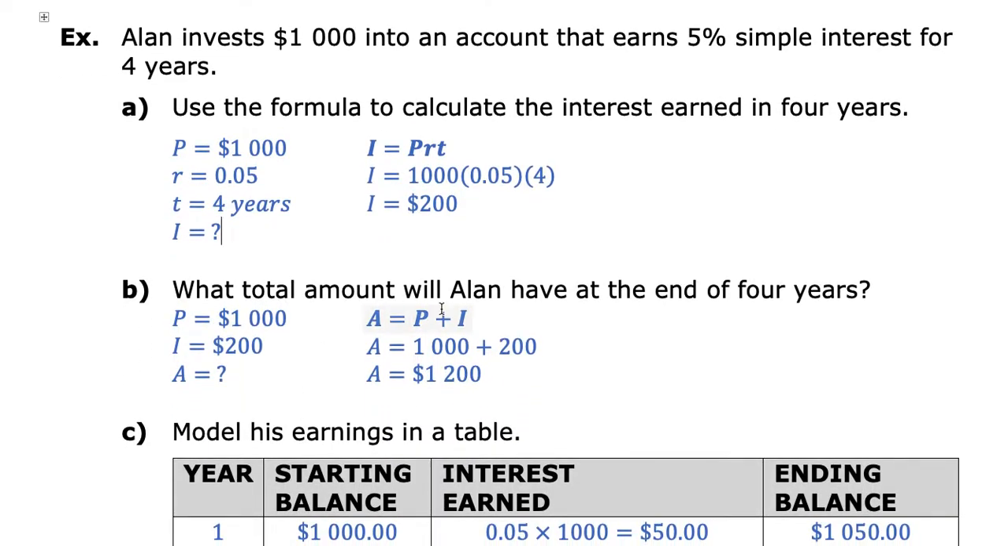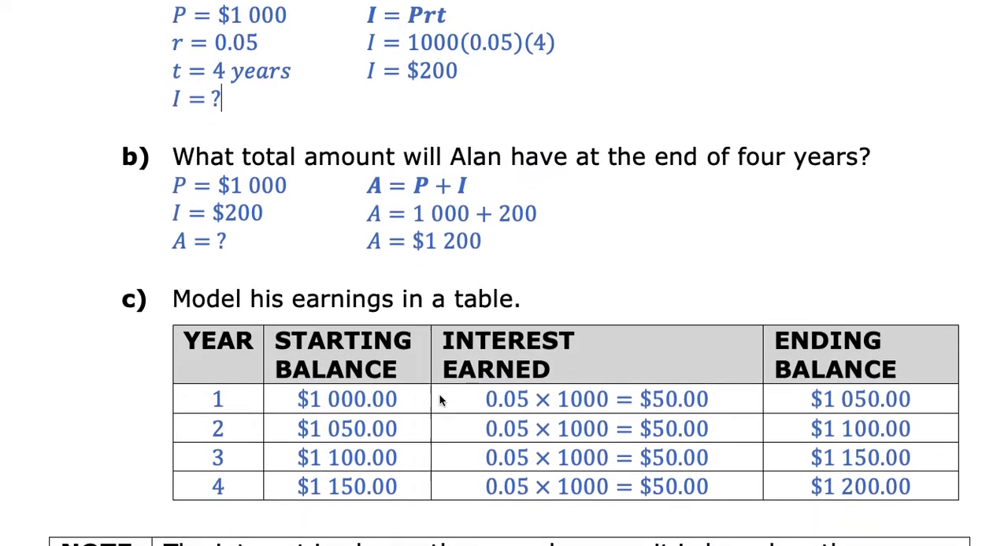What amount will Alan have at the end of 4 years? So we have our principal, $1,000 was deposited. We earned $200 in interest. So what is our amount? We can use our amount formula. Principal plus interest, $1,000 plus $200 is $1,200 altogether. $1,000 of which came from the individual, $200 was earned in interest.